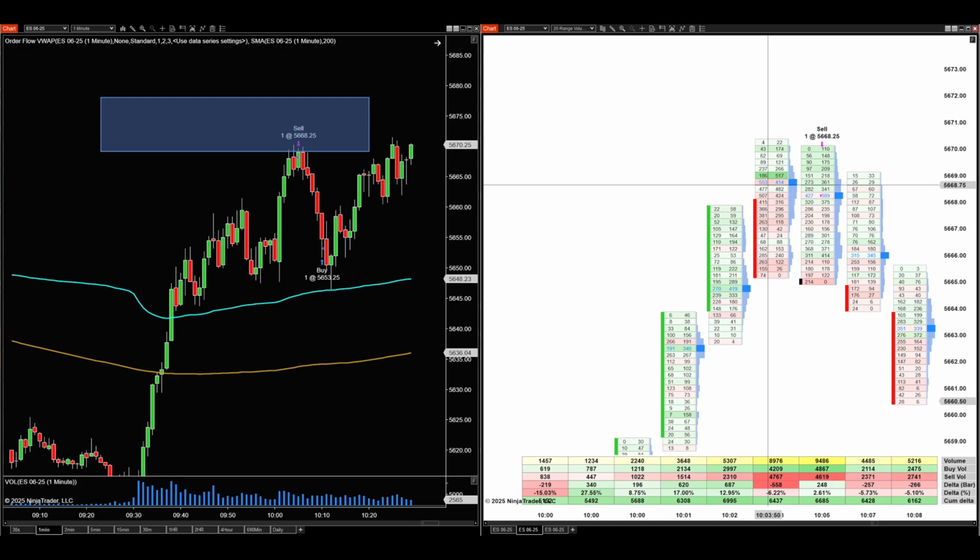And then this entire area in here, this red, what this red means is that there's net delta, or sorry, negative delta at all these prices. There was more size executed on the bid than the ask, which means that there are more aggressive market participants selling than there are aggressive market participants buying at these levels.